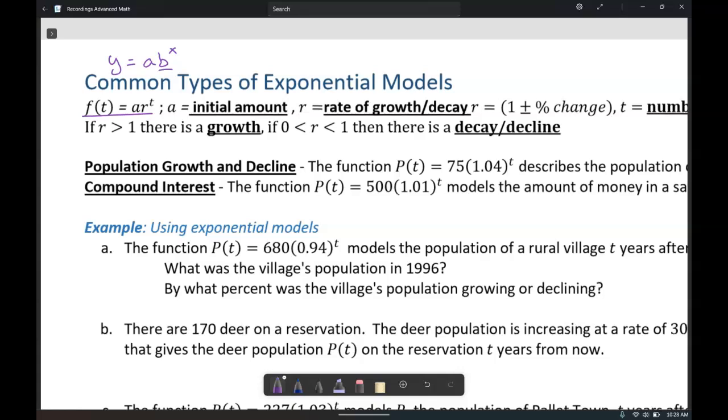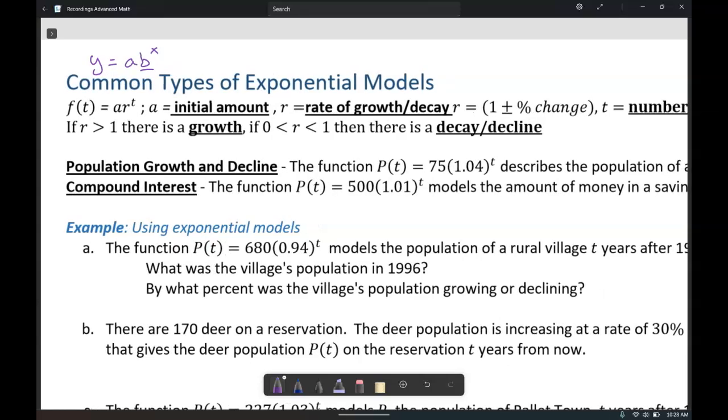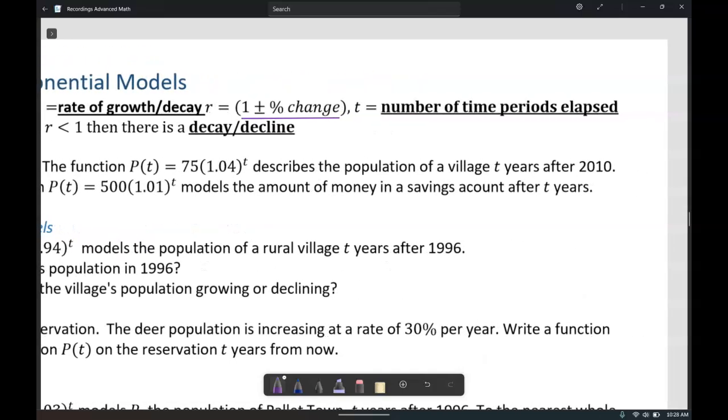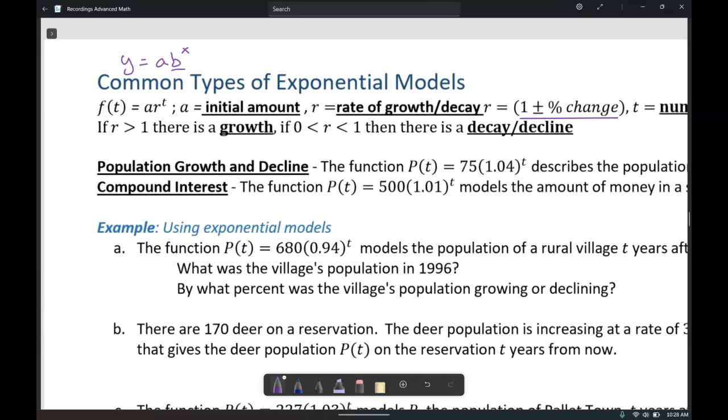But instead of using b to represent our base, now we think of it in terms of r as the rate. Same exact concept, but how we find the rate is we are going to be either adding or subtracting from 1 a percentage of whatever the change is. T is now the independent variable, representing the number of time periods that have elapsed.